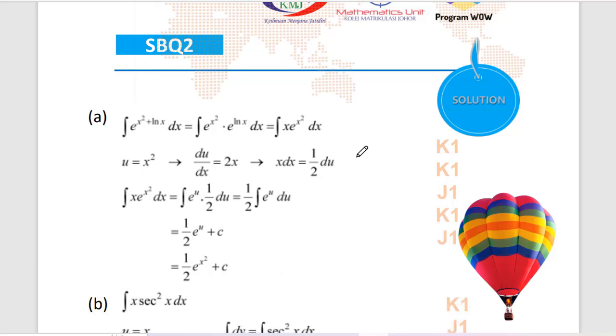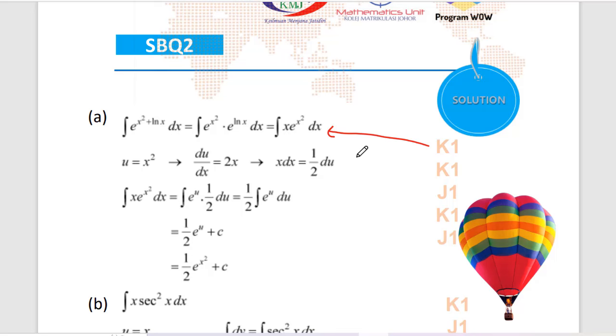So first of all, before we solve it, since we want to use the substitution method, you can first simplify this expression. So, e to the power of x squared plus ln x, we can simplify using the rule of index. We get e to the power of x squared times e to the power of ln x. And e to the power of ln x gives x. So, you will have the integral of x times e to the power of x squared. Simplify this one, you get K1.